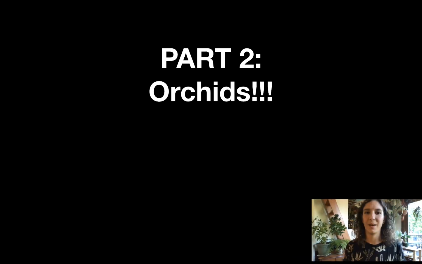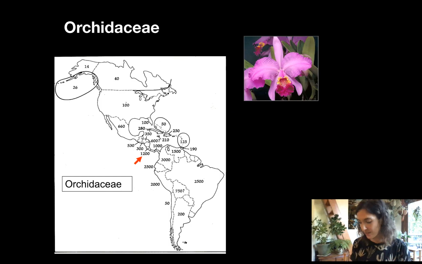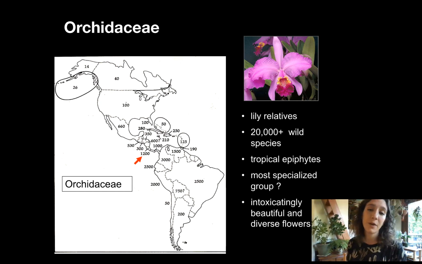Cool. Part 2, orchids. All right, let's talk about orchids. Here's a picture of a native one. This is called the Calypso bulbosa. They're flowering right now inland. And let's start by talking about the fact that they are extremely diverse. There are 20,000 or more species. This is tied with Asteraceae as the largest family.